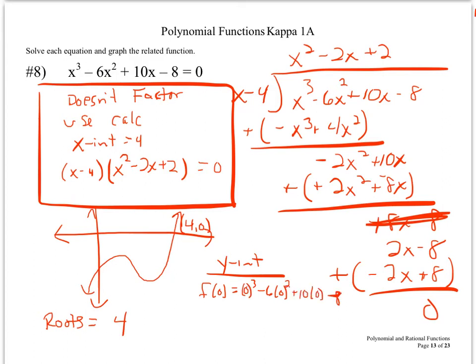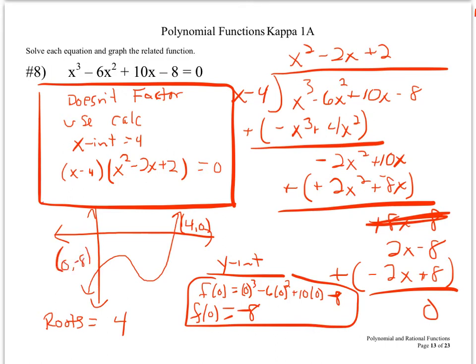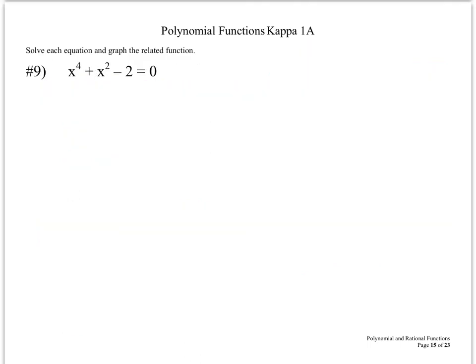And you find that it is negative 8. So we found the roots and we graph the related function with our calculator. Solve each equation. That means find the x-intercepts. It's equal to 0, and then graph the related function.